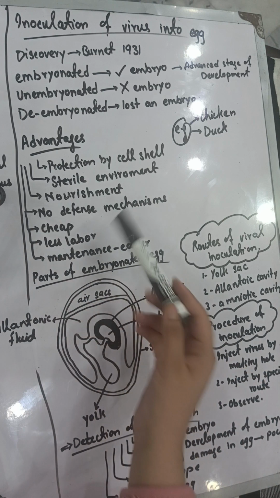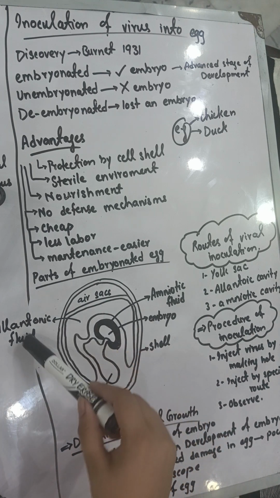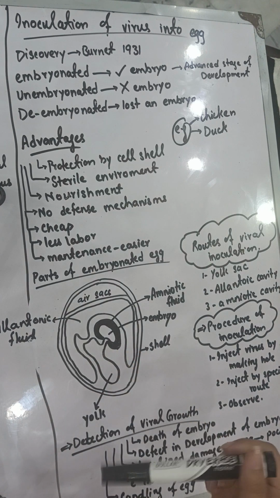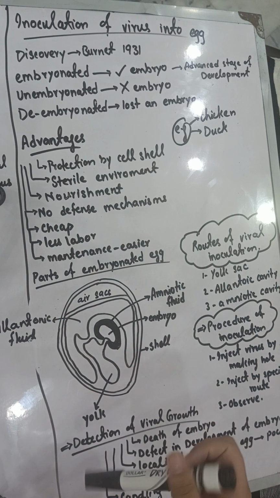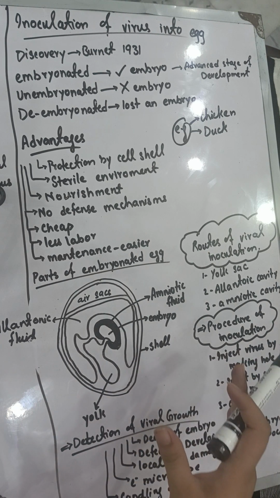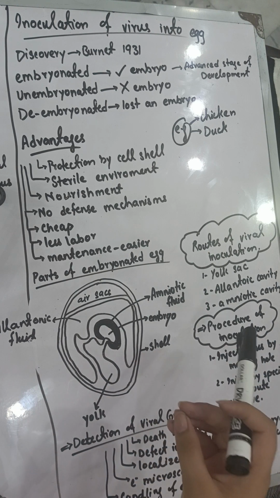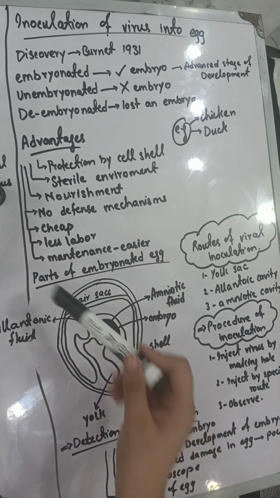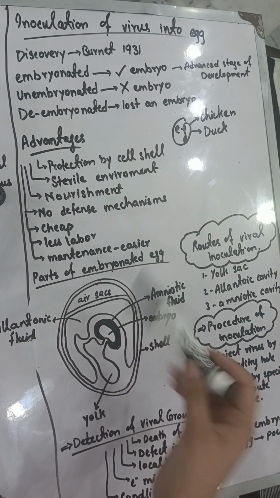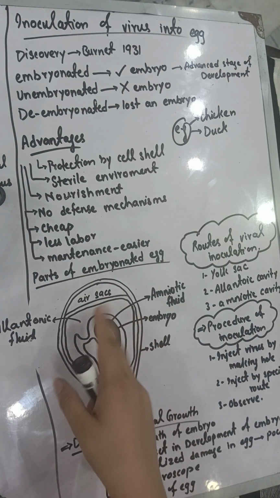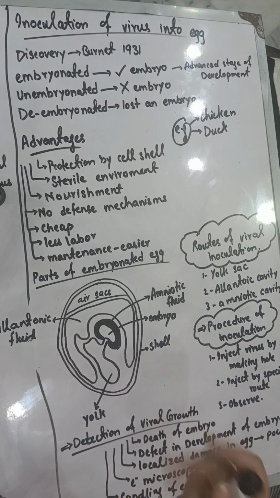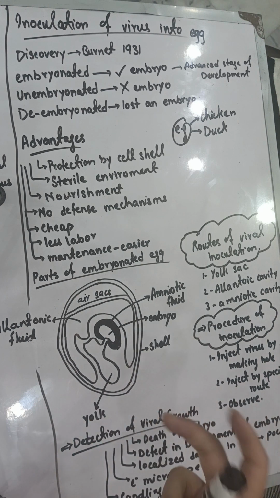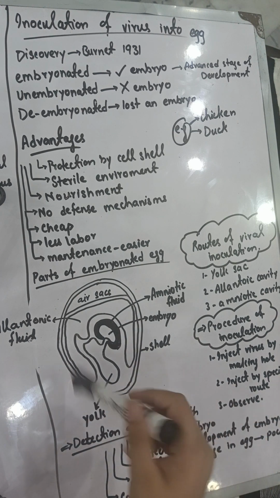inside it. Nourishment: it contains various kinds of electrolytic fluid which contain a lot of minerals and nutrients, so therefore it is very nourishing, and it also provides nourishment to your virus. It has no defense mechanism, so there are no specific antibodies in it, so therefore we can easily inoculate virus in it and produce their culture.